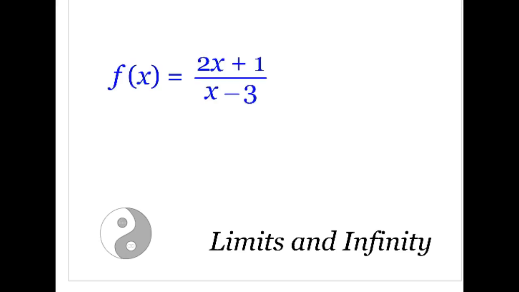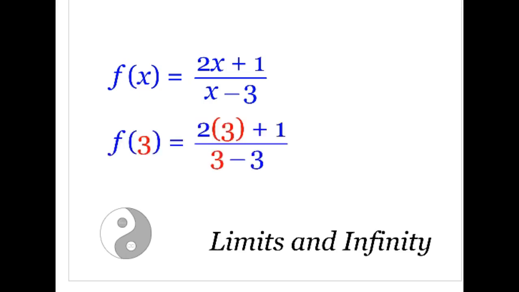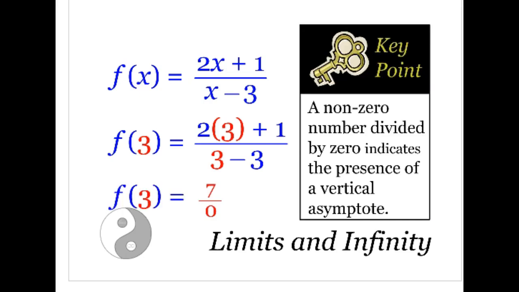For example, take a look at this function. f of x equals the fraction 2x plus 1 divided by the quantity x minus 3. Now, if you plug in 3 to this, you're going to get 7 divided by 0. Now, I know we've seen 0 divided by 0 in a lot of previous examples, but we've never seen a non-zero number divided by 0. Well, that's bizarre, I know, and it indicates something important.